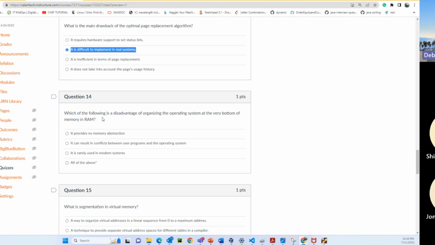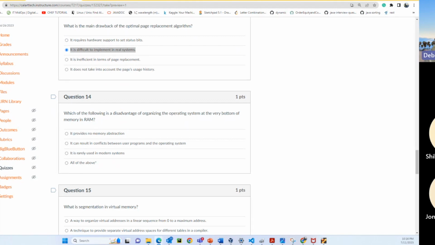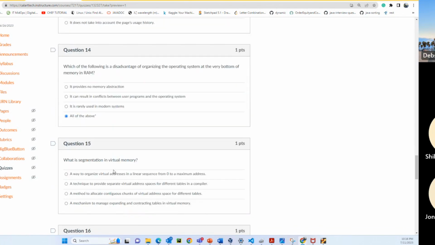Next, which of the following is a disadvantage of organizing the operating system at the very bottom of memory in RAM? That's another architectural question. It provides no memory. It can result in conflicts. It is rarely used. So all of the above is the right answer. Everything is true for this question.